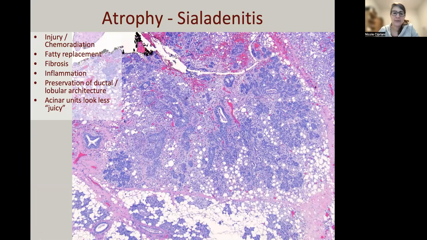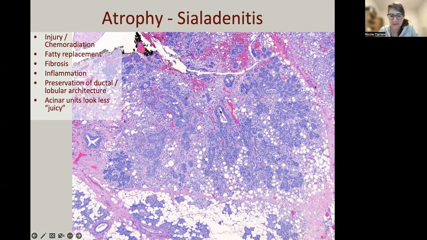One of the confounders in benign salivary is sialometaplasia, atrophy, sialadenitis. So atrophy and inflammation can occur in various contexts, but in this institution, it's often secondary to chemoradiation to the head and neck for some other cancer. And so what we get here is essentially fatty replacement of the tissue. We get background fibrosis, we get lots of scattered inflammatory cells, but relative preservation of the ductal lobular architecture.